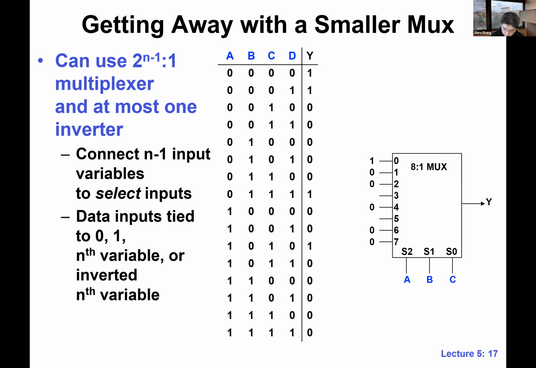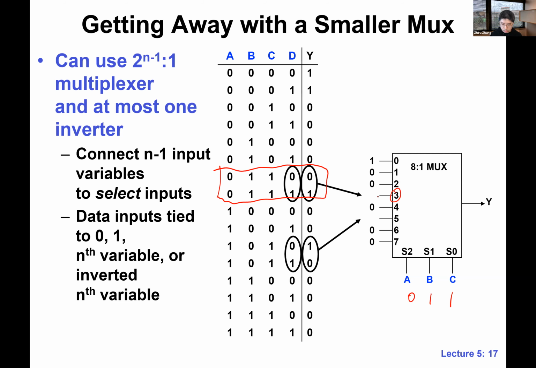But let's look at I3. I3 is where ABC is 0, 1, 1, the corresponding control bits or select bits. So 0, 1, 1 corresponds to these two rows. In this case, indeed, Y also depends on D. So what do we connect to I3? Yes, very good. So just D.